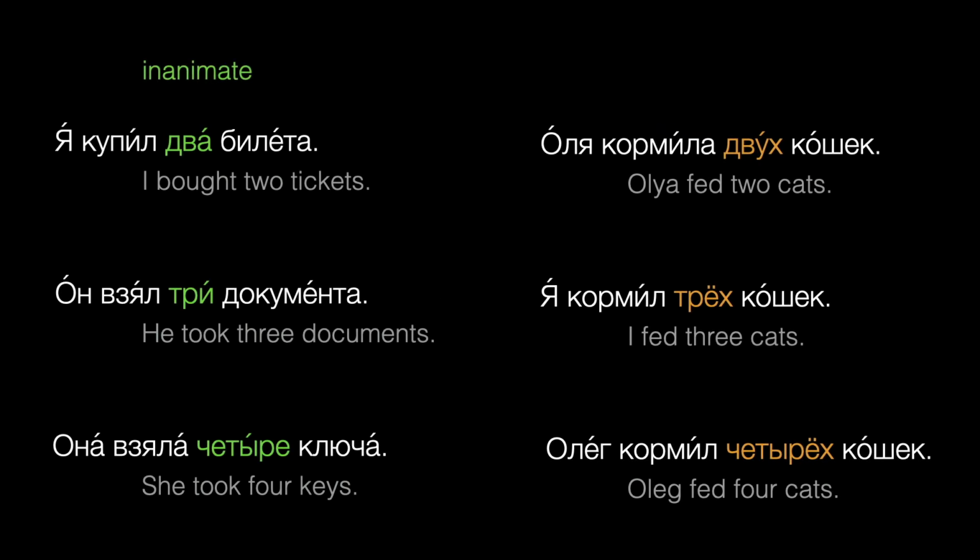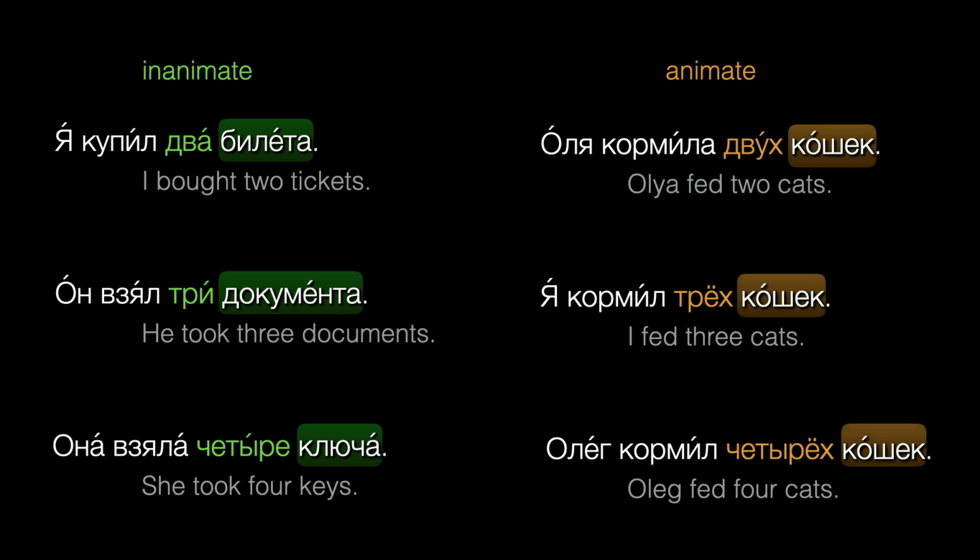So let's compare these. If a direct object is inanimate, like tickets, documents, and keys, then we use the basic form of the number, два or две, три, четыре, with the usual rule about noun endings that look like the genitive singular after these forms. Два билета, 3 документа, 4 ключа. But if the direct object is animate, if it's alive, like the кошки, then the accusative of the number will look just like the genitive form of the number. So then it matches up nicely with the noun, двух, трех, четырех кошек. And when we change the form of the number, then the noun will be in the plural of the same case.